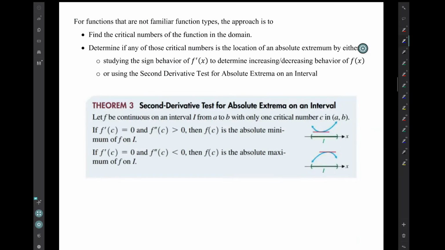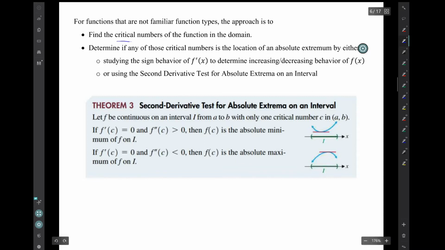For functions that are not familiar function types, we can't figure out just by thinking about the end behavior what the behavior of the graph is going to be, so we can't argue about which kinds of extrema we expect to occur or not occur. So for problems like that, we took this approach.